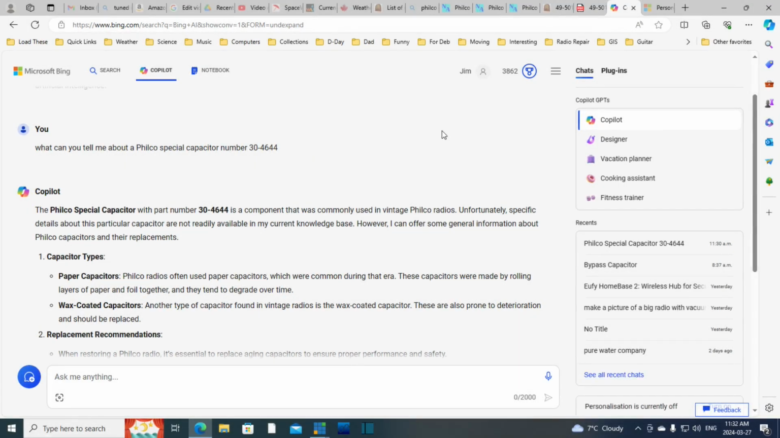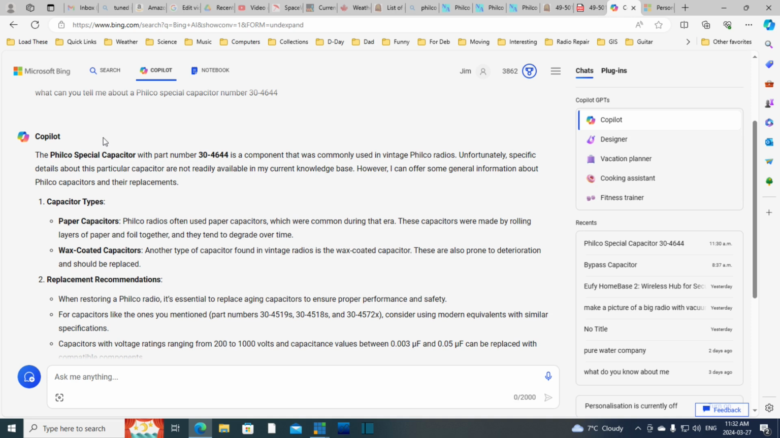Okay, Mr. AI Copilot, can you help me with this? So I asked it this question: What can you tell me about a Philco special capacitor number 3464? And here's what Copilot said. The Philco special capacitor with part number 39 is a component that was commonly used in vintage Philco radios. Unfortunately, specific details about this particular capacitor are not readily available in my current knowledge base. Well, it's not available in my knowledge base either.